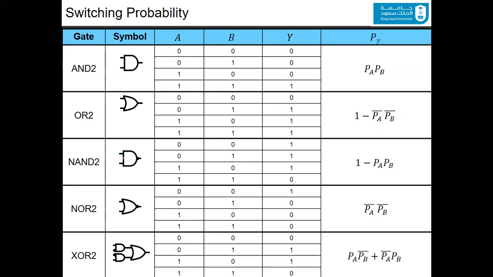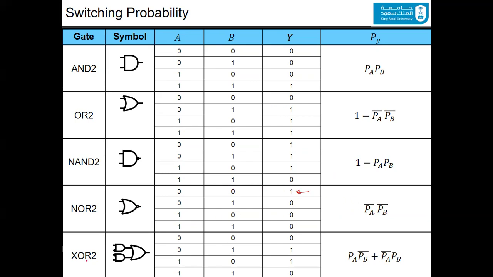So for a 2-input NAND, this is the truth table for it. Again, we are facing the same thing. So we look at the 0 and we say that it's 1 minus that probability, which will happen with the probability of A times the probability of B, because we have 1 NAND. For the 2-input NOR, we have the probability of A bar times the probability of B bar, which is this one.